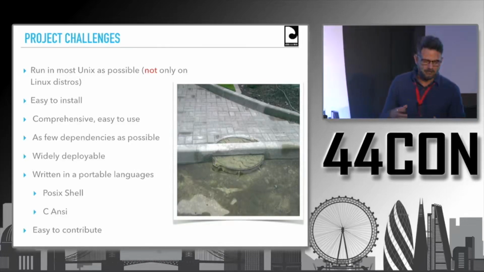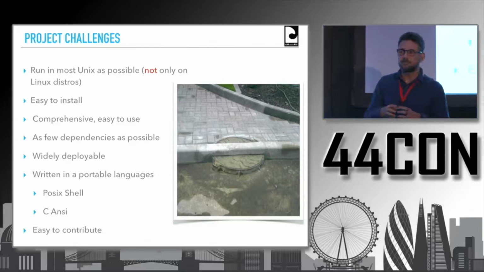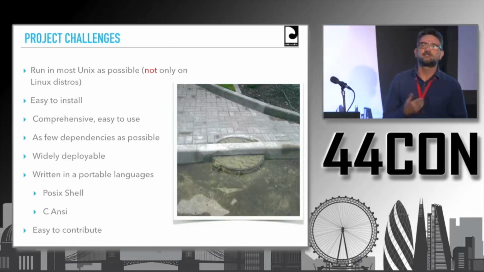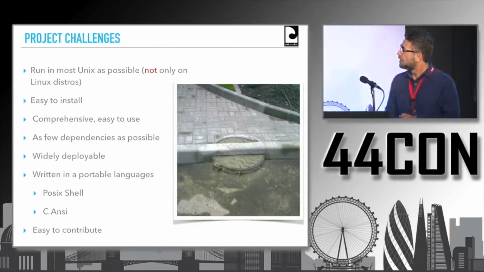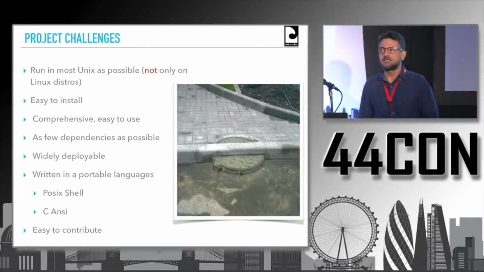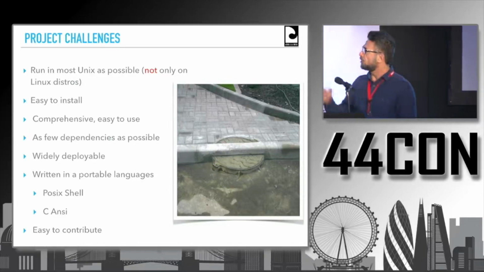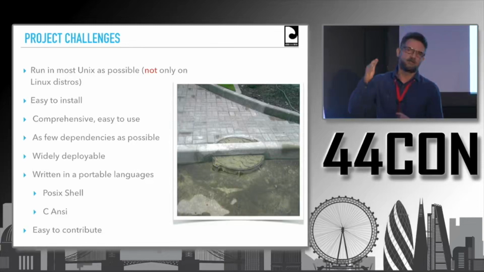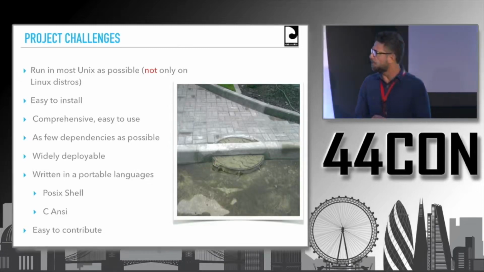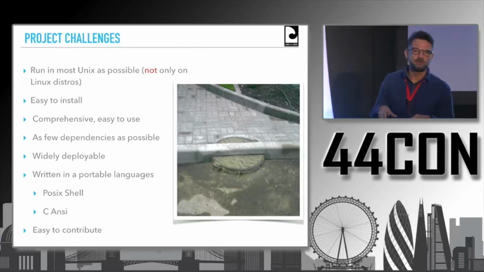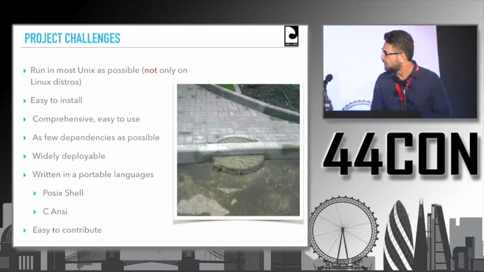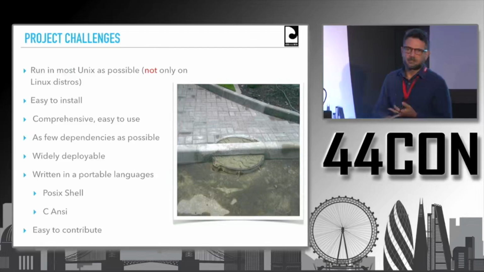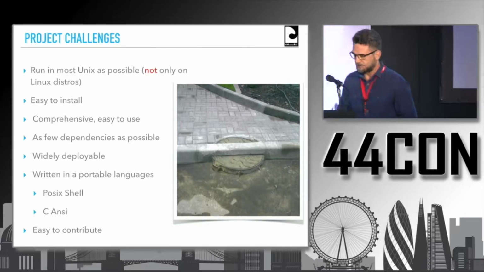Chkrootkit is a complex piece of code, but the complexity is in the code, not in the use of the tool. Chkrootkit needs to be easy to use. Few dependencies as possible, for the same reason: the administration skills are limited. I wrote it in a portable language, basically POSIX shell and ANSI C. I have a main program called Chkrootkit and several small C programs, and it's easy to contribute. In 20 years, I have had a lot of good contributions: patches, code, bug reports, a lot of them. It's very nice.